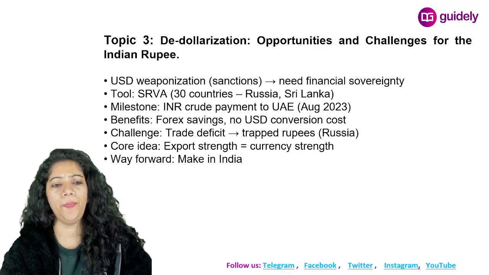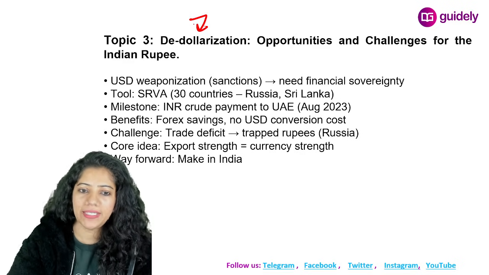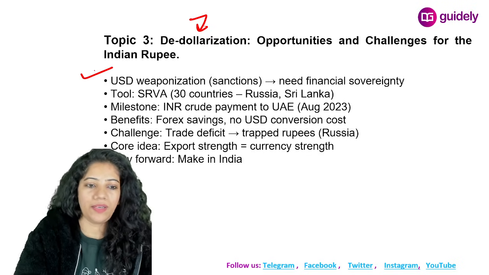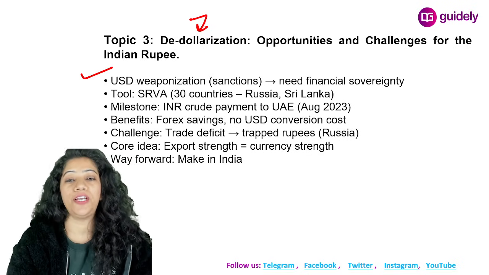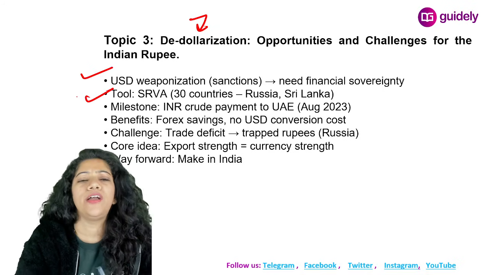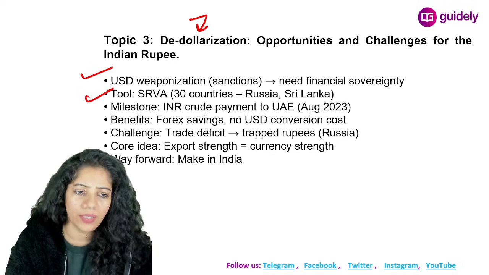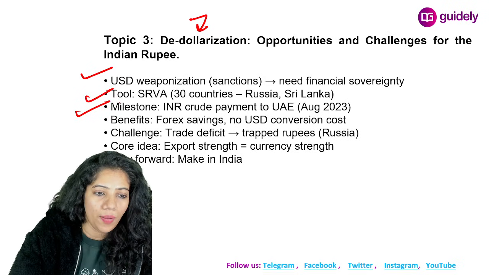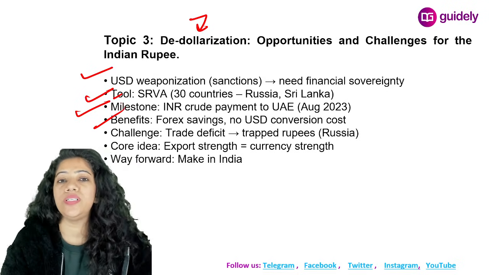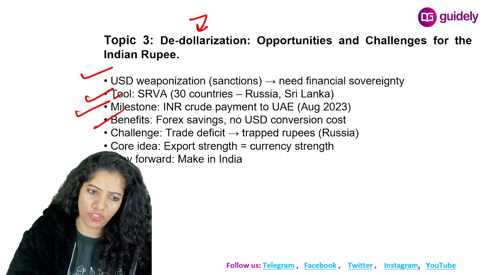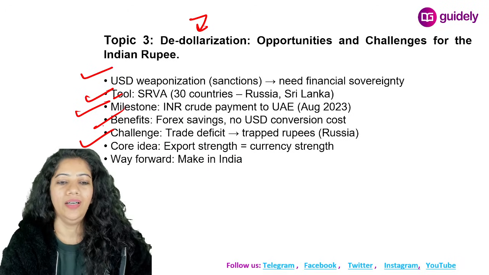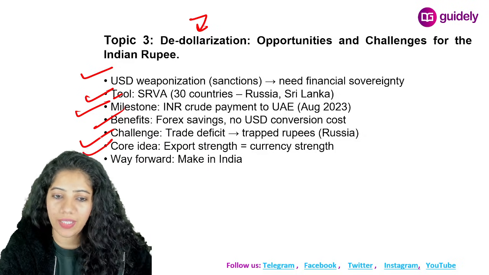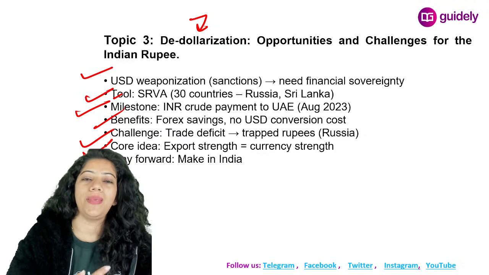Okay. Topic number 3 we have is de-dollarization, opportunities and challenges for the Indian rupee. USD, like US dollar weaponization, sanction, need financial sovereignty. Tools like SRVA, 30 countries, Russia, Sri Lanka. Milestone, INR crude payment for UAE, August 2023. Benefits, forex saving, no USD conversion cost. Challenges will be like trade deficit, trapped rupees, Russia. Core idea, export strength, currency strength, and way forward, Make in India.